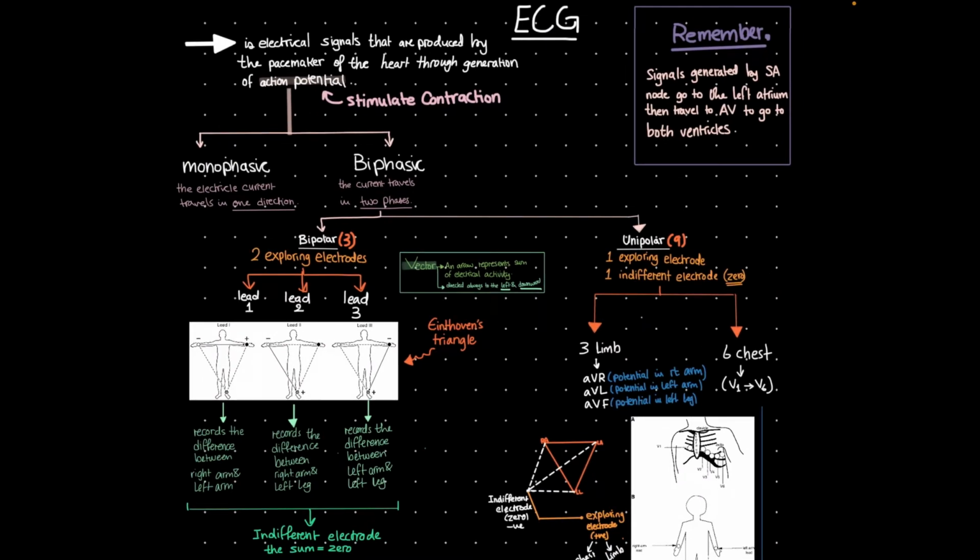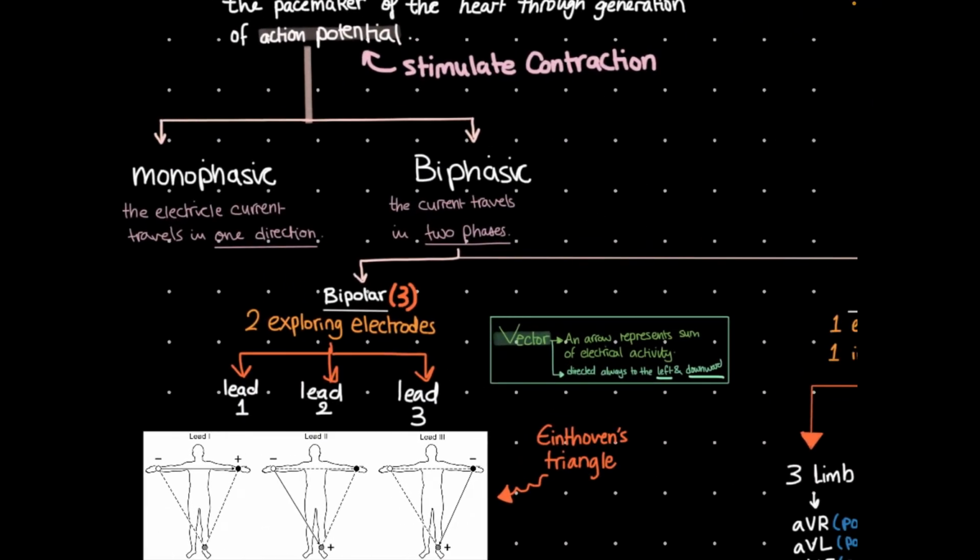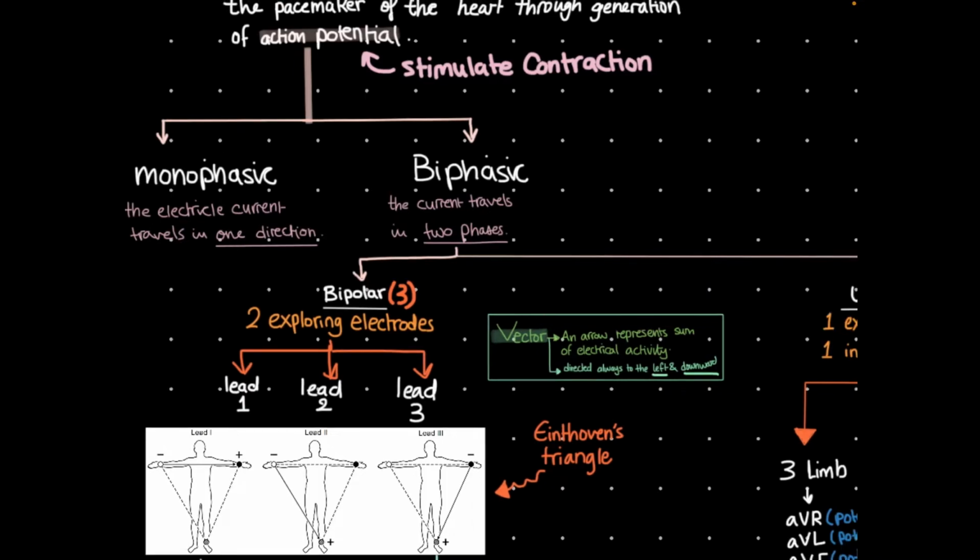Okay, the action potential is divided into monophasic and biphasic. Monophasic is considered as an electrical current that travels only in one direction, but biphasic is the current that travels in two phases, or at this phase we use two surface electrodes of opposite polarity, and that's why we call it biphasic. There's two poles.